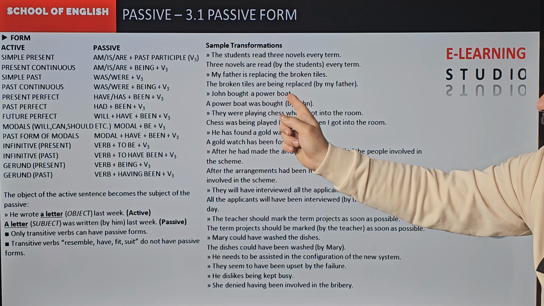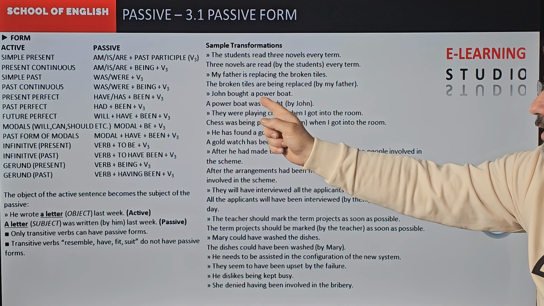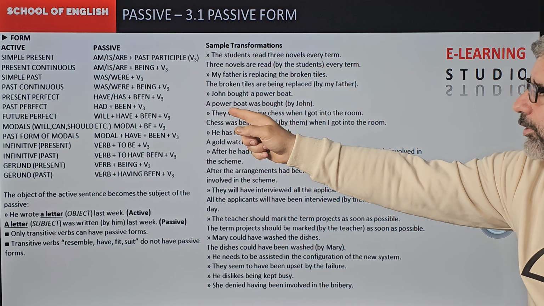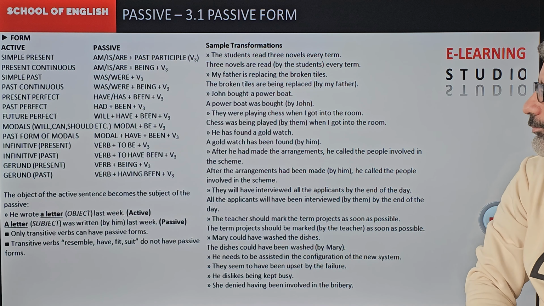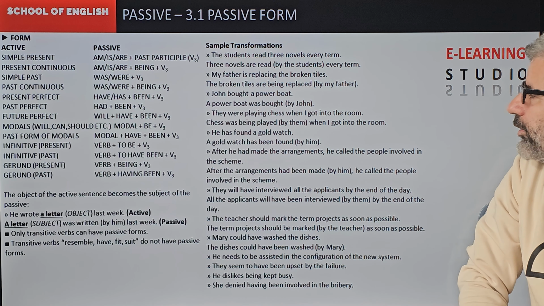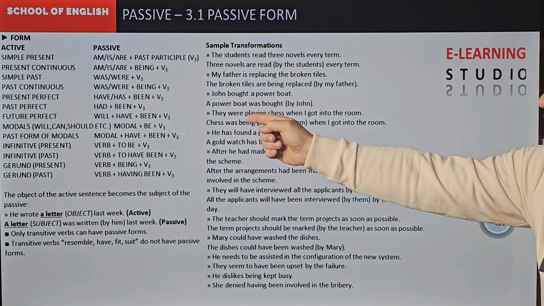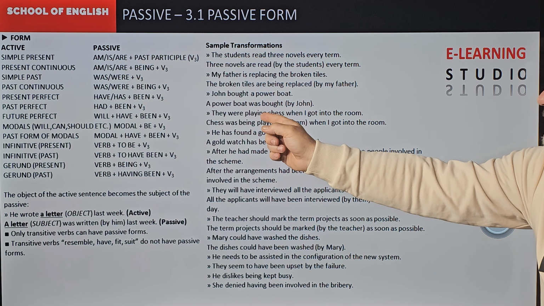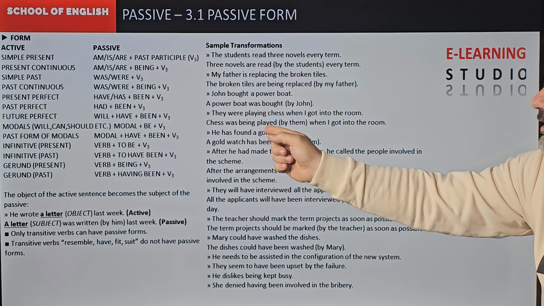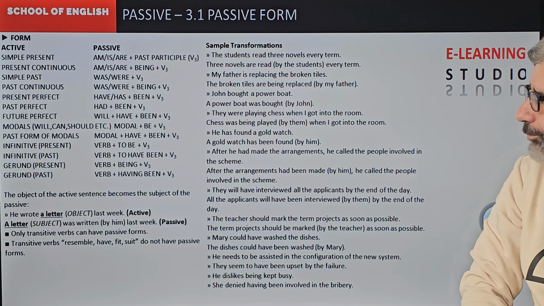John bought a powerboat. This is a sentence in simple past tense. We have a powerboat as the object. It goes to the beginning. A powerboat was bought by John. And the next sentence, they were playing chess when I got into the room. This sentence is in past continuous form, and the object here is chess. Chess was being played, if necessary, by them when I got into the room.